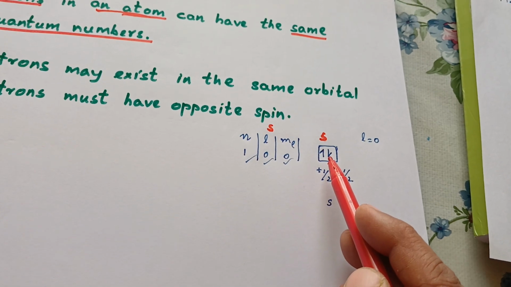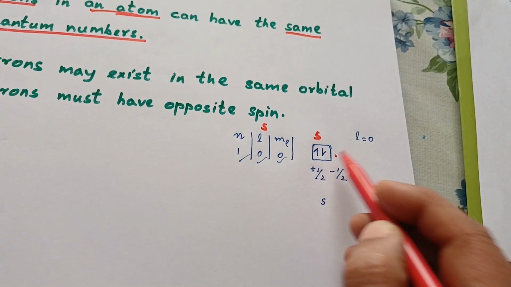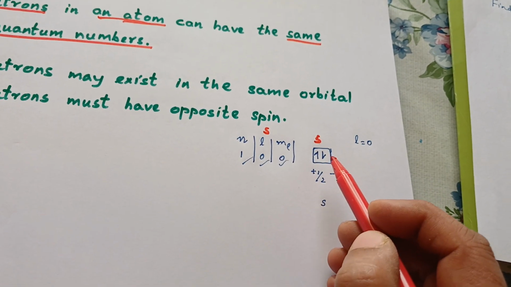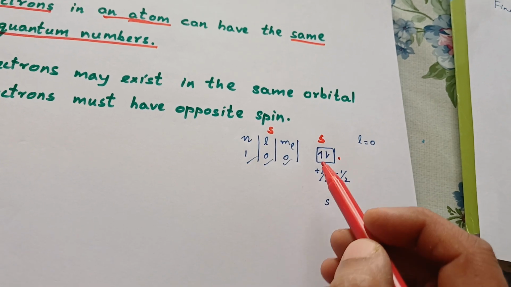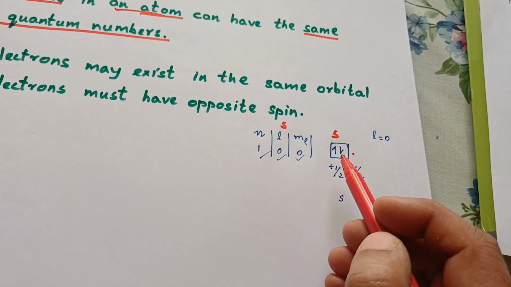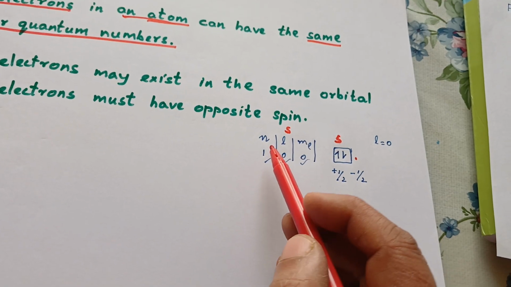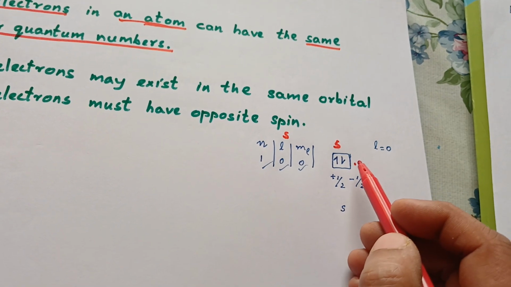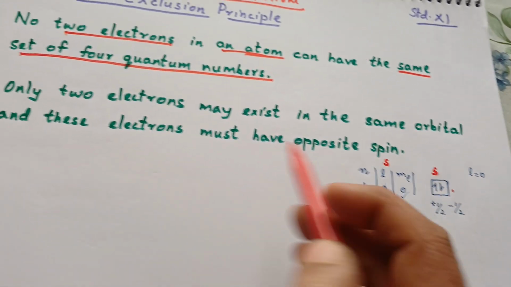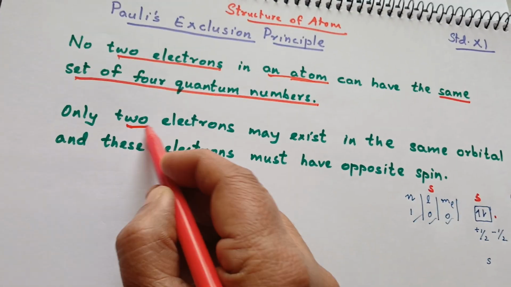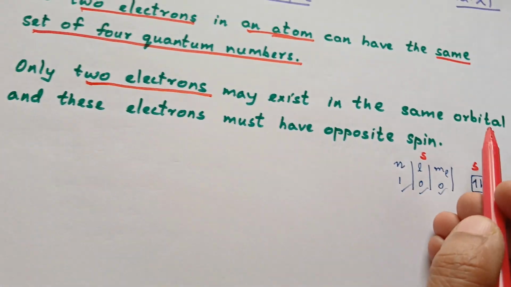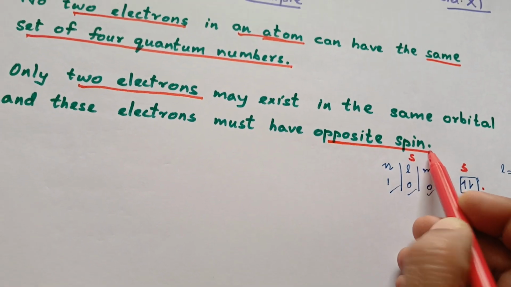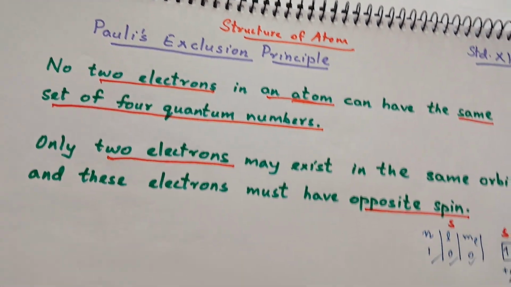So only 2 electrons can be there in a particular orbital, and those electrons should have opposite spins. So the spin quantum number will definitely be different. But n, l and ml values can be the same for a set of 2 electrons in a particular orbital. So only 2 electrons may exist in the same orbital, and these electrons must have opposite spin. So that is Pauli's exclusion principle.